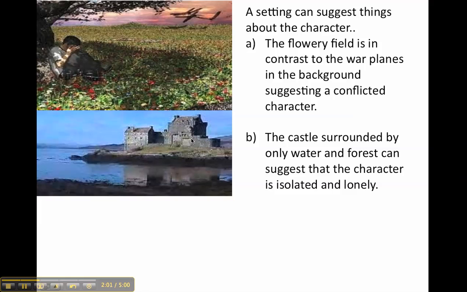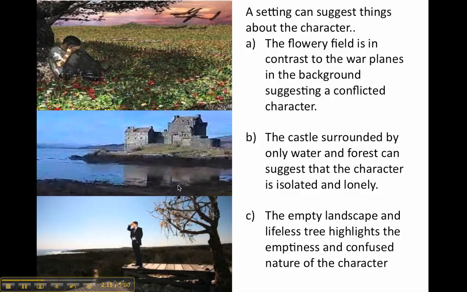Now, our next example is of a castle surrounded by only water and forest. It's quite isolated. So if you had a character placed within this scene, it could suggest that the character, like the castle, is isolated and lonely. And here we have an empty landscape, quite a barren landscape as well. The trees are quite bare, there's not much green around. And this empty and lifeless landscape could suggest that the character is confused and lonely.